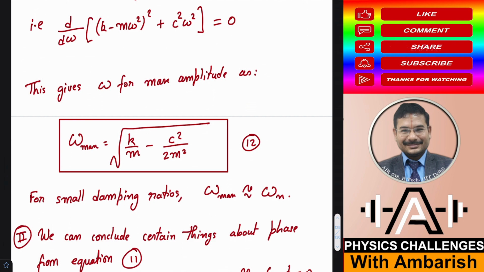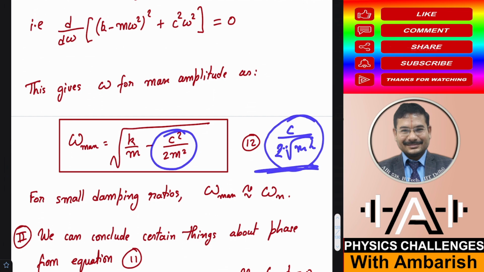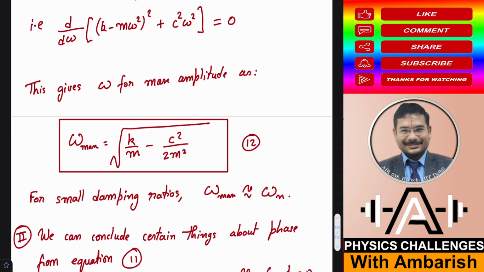So when is it large or small? That depends on whether, again, zeta is much less than 1 or not. So zeta is c upon 2 root mk, and if this quantity is very small compared to 1, then you can ignore this term. But otherwise, bear in mind that maximum amplitude does not occur at under root k by m. It definitely occurs at a frequency less than root k by m, although it can be very close to root k by m if c is very small, or you can say c upon 2 root mk is much less than 1. Then you can simply write root k by m.